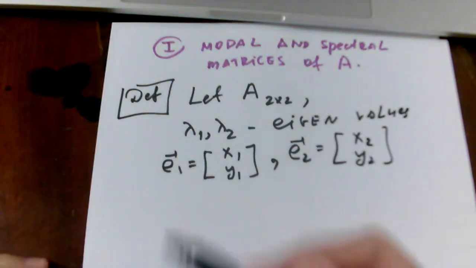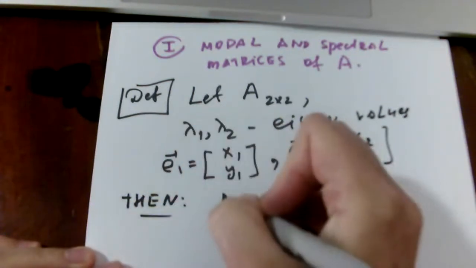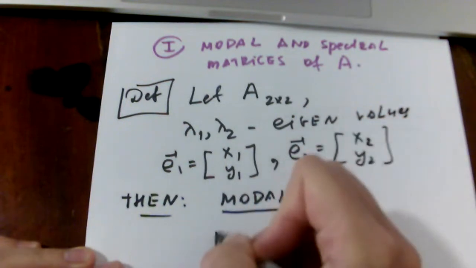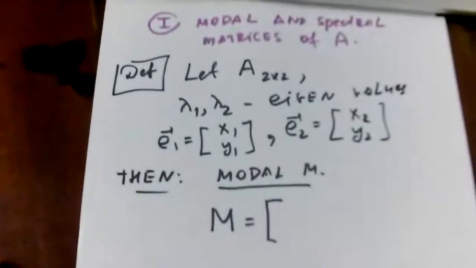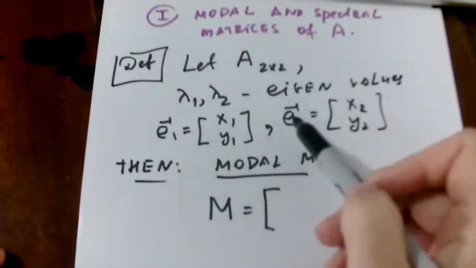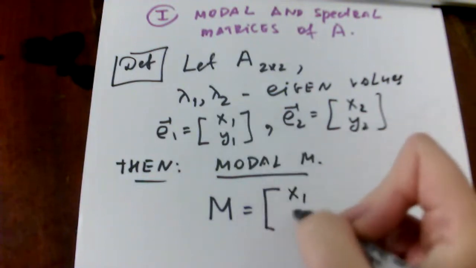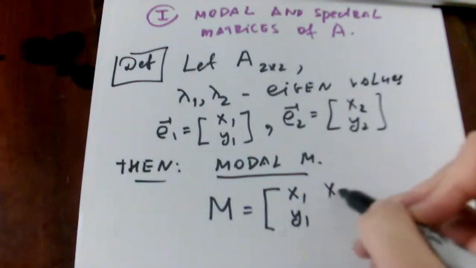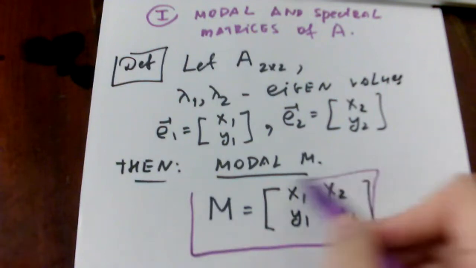So what next? Then the modal matrix is denoted by capital letter M, and it consists of components of eigenvectors put in the same order. So the first column will be the first vector, eigenvector E1, and the second column will be the second vector, E2. That's it. So this is the definition of the modal matrix.